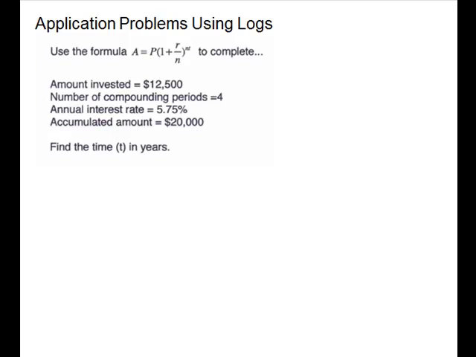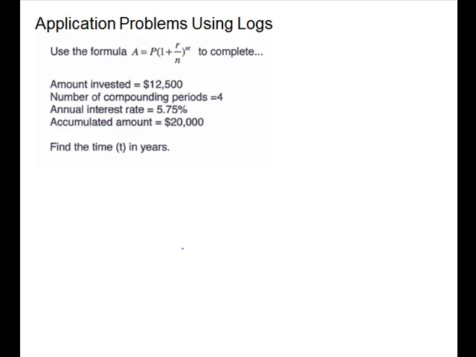In this video, we're going to look at some application problems using logarithms. You might remember this formula from earlier in the section. It is for finding compound interest. The difference now is we're going to solve for something that is in an exponent position. And to do that and get the exponent to come down, you will take a logarithm of both sides.